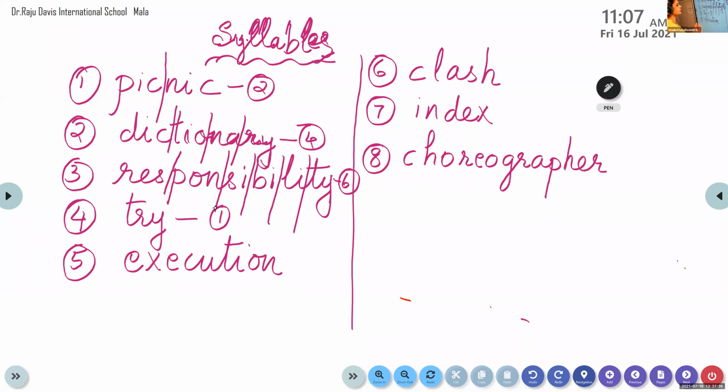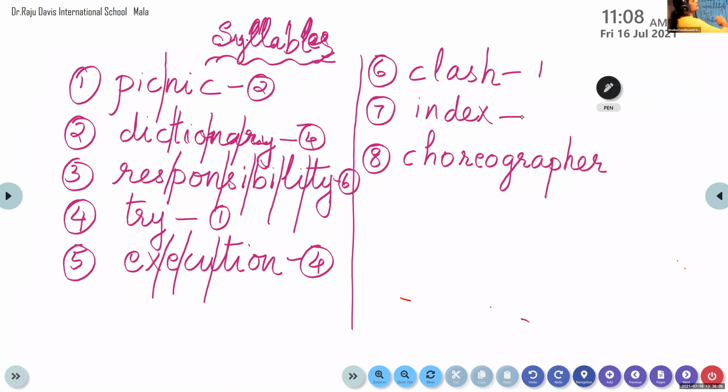Next one, execution. Ma'am, four. Yes, exactly. Execution. 4 syllables. And what about clash? One syllable. Very good. So you cannot say how many syllables are there just looking at the number of letters. See, TRY, just 3 letters, 1 syllable, whereas CLASH, this word has 5 letters, but still 1 syllable.